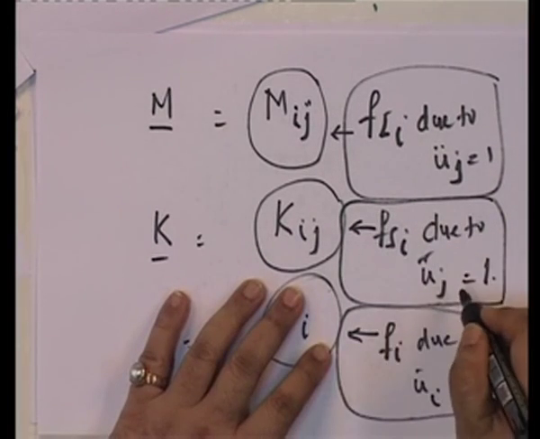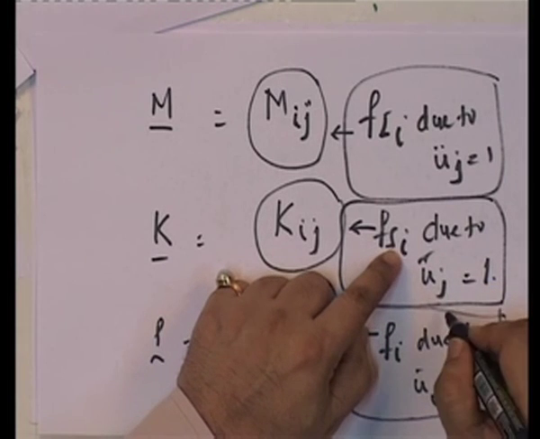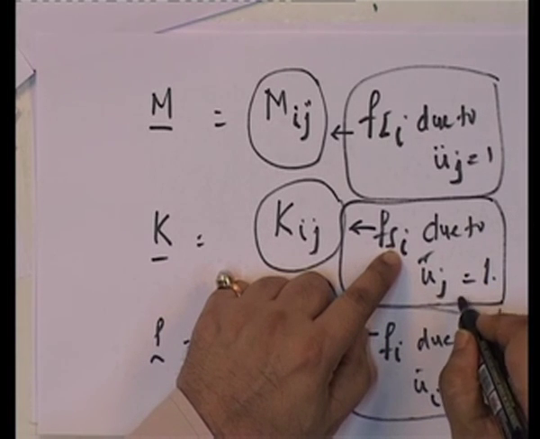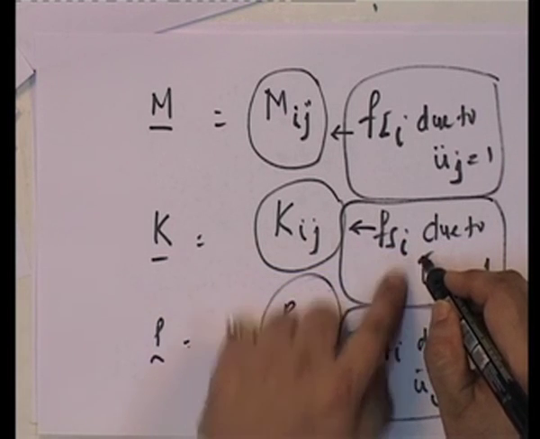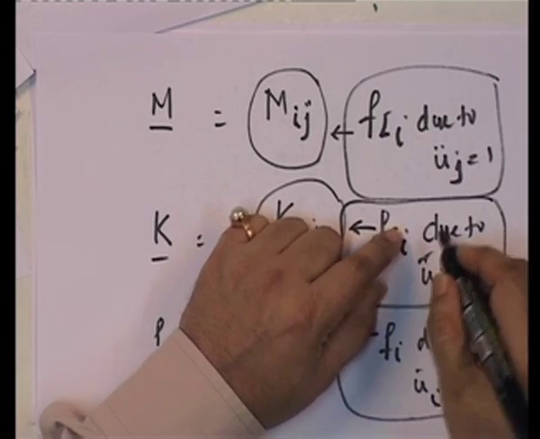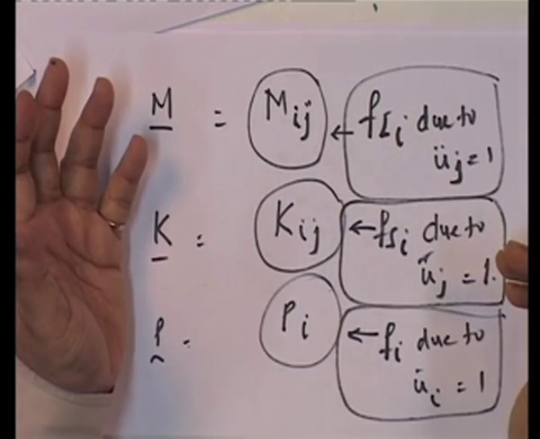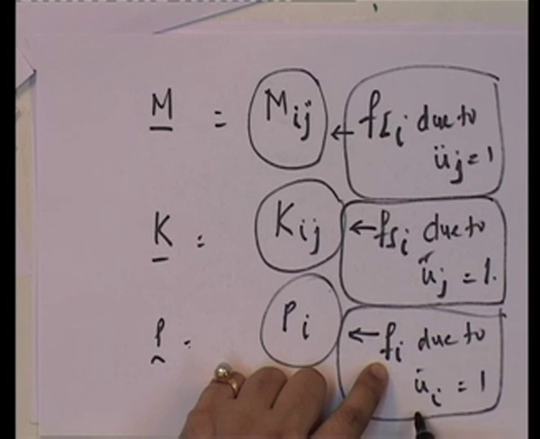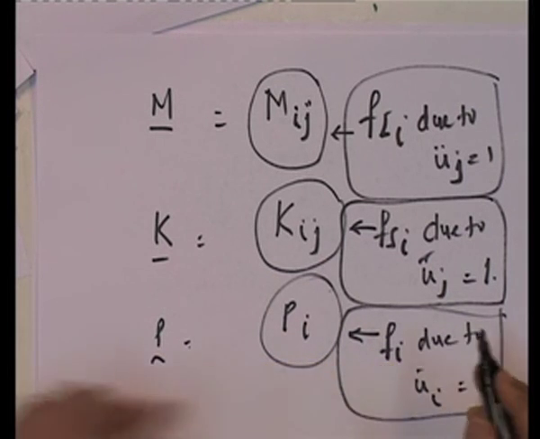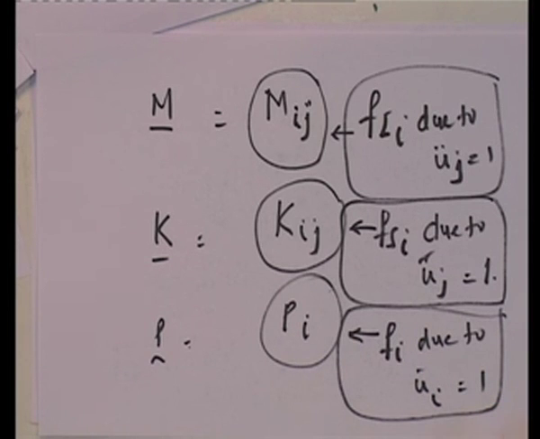Similarly, how do I find this out? Well, give it a unit displacement, find out all the elastic forces, and then give a virtual displacement corresponding to i and find out the work done by all the spring forces, elastic forces, and that is your Kij. And what is Pi? Well, I give virtual displacement corresponding to this and find out the work done by all the applied loads. If I do that, I am done.